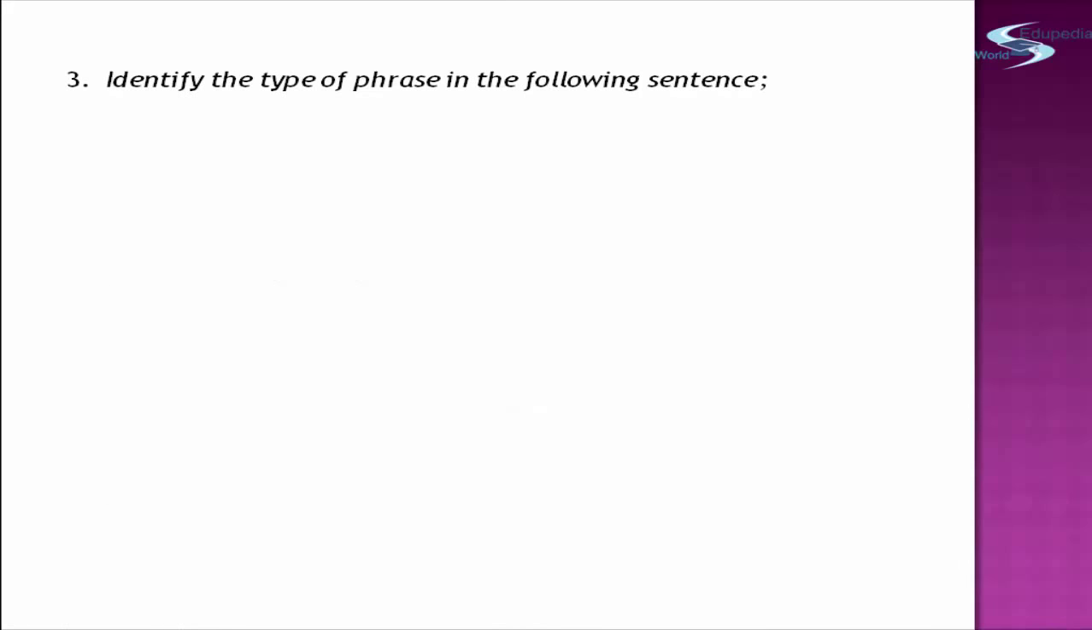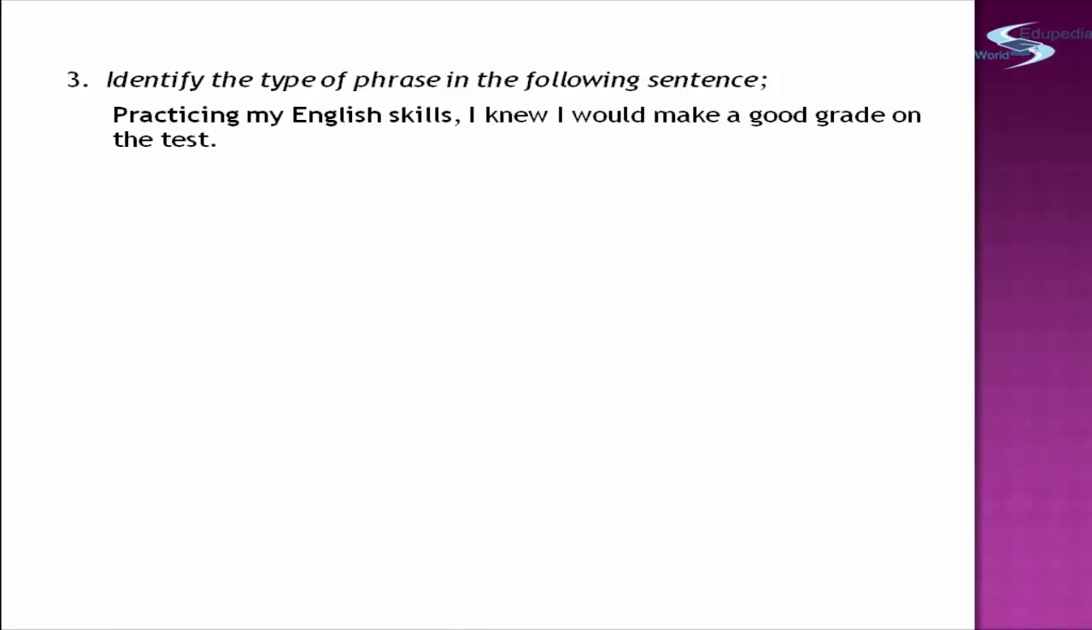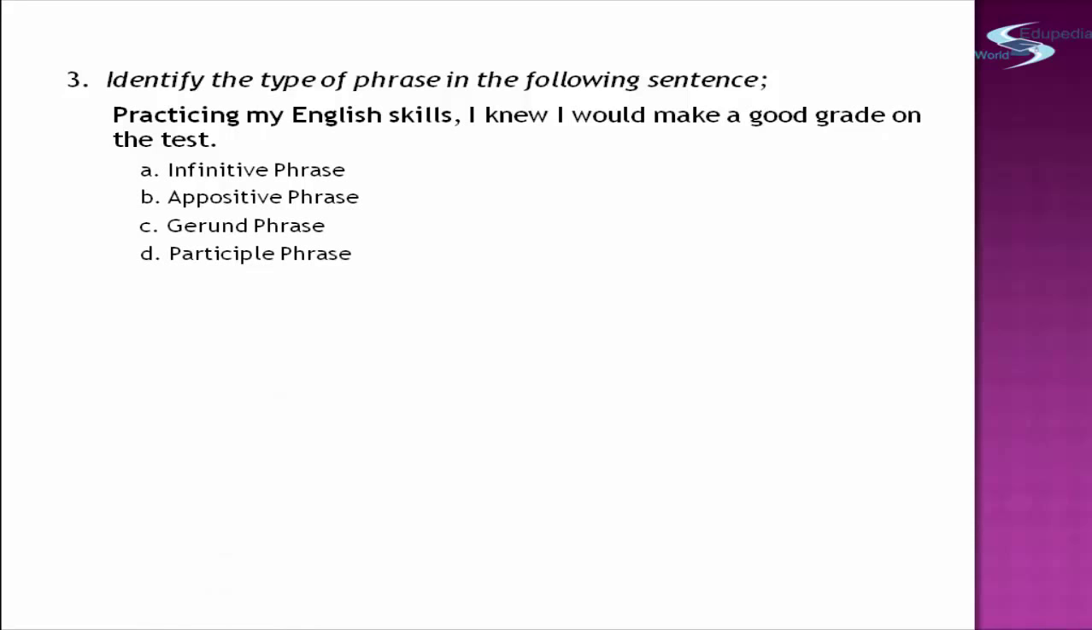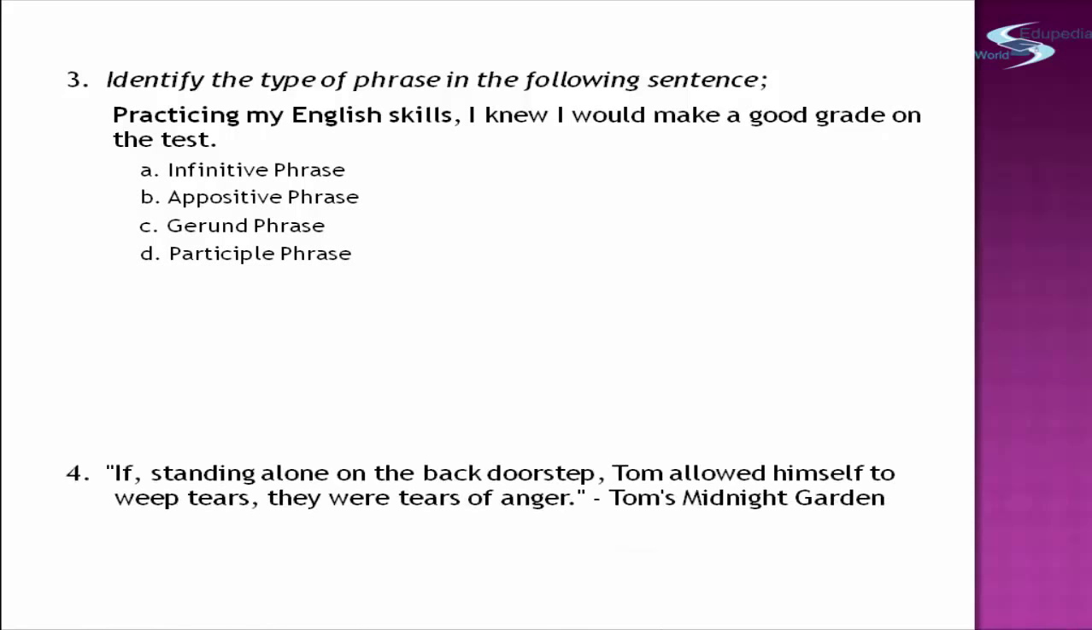Number 3. Identify the type of phrase in the following sentence. Okay, have you identified the phrase? Okay, what is this phrase? In the sentence, practicing my English skills, I knew I would make a good grade on the test. A. Infinitive phrase. B. Appositive phrase. C. Gerund phrase. D. Participle phrase.